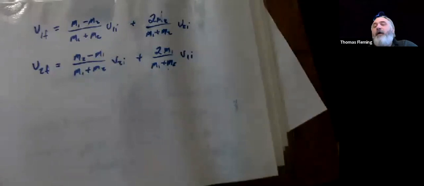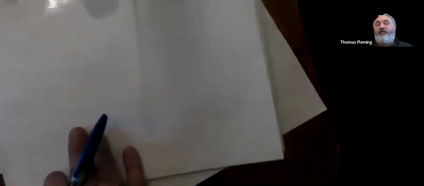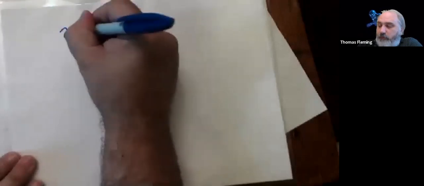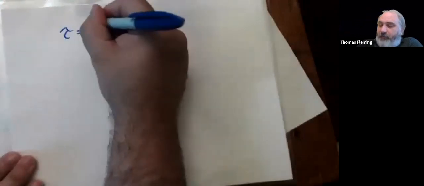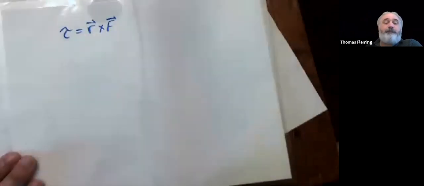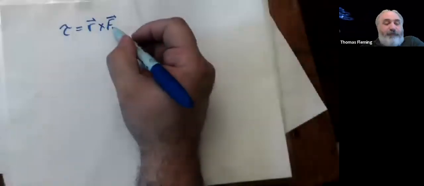The big concept in chapter 9 was the concept of torque. Torque is a twisting force. It's a force that makes an object want to rotate. And we defined torque as the product of two vectors, R and F.